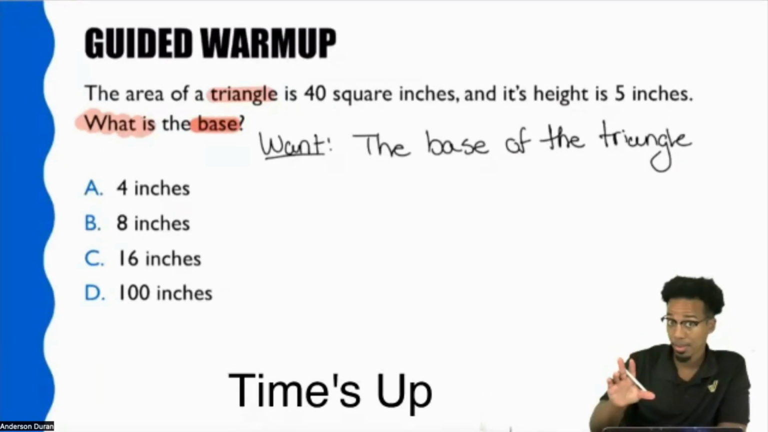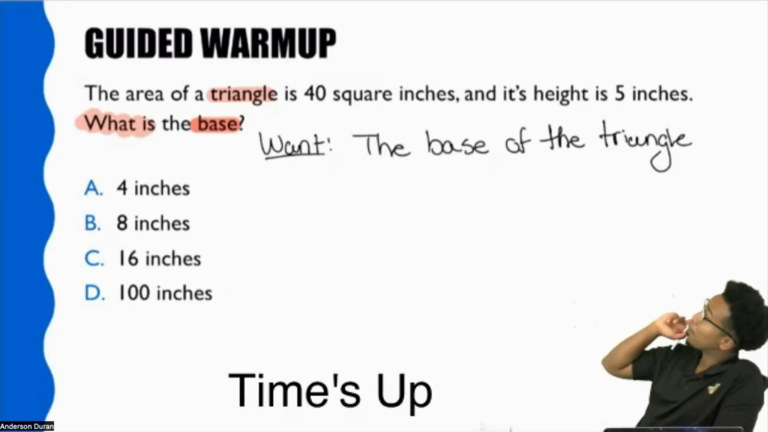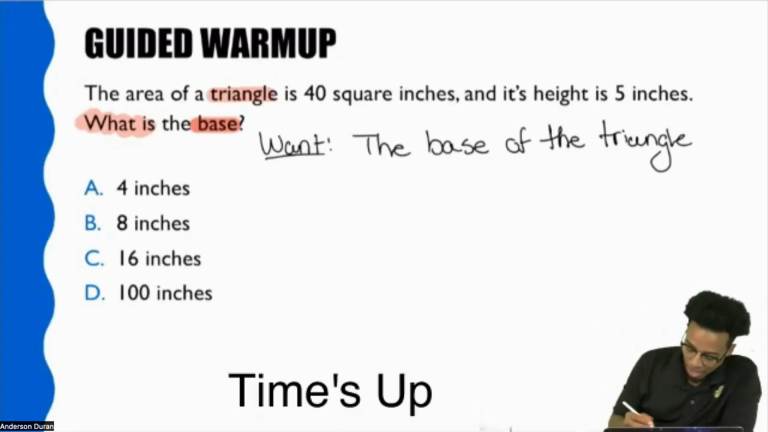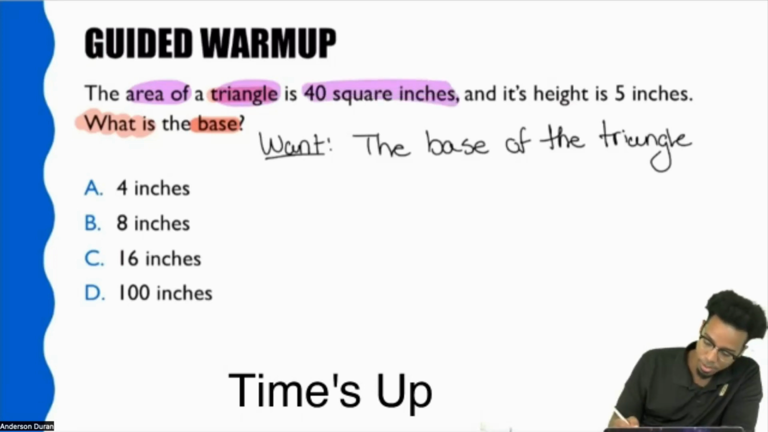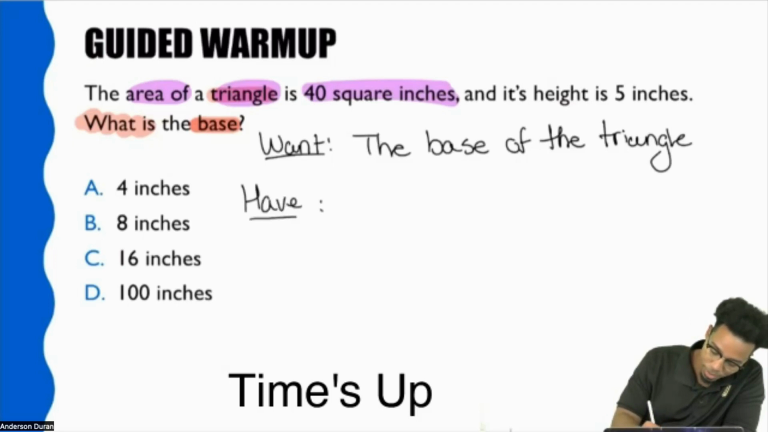Again, one more time, pay attention. We're looking for the base of the triangle. And then right here, we have the area of said triangle, and we give the number. So what do we have? We have the area of that triangle being equal to 40 square inches.